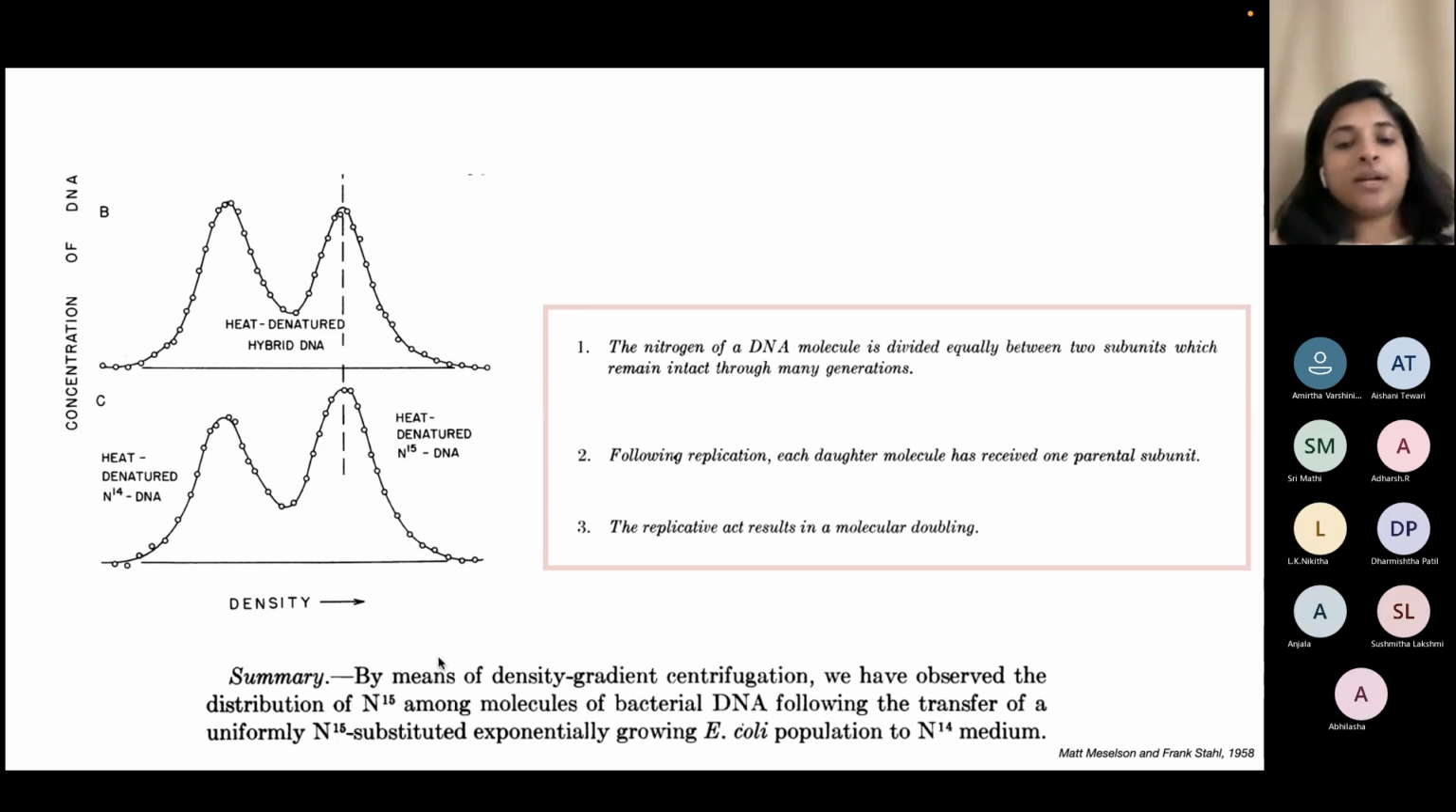So they conclude that by means of density gradient centrifugation, we observe the distribution of N15, the heavier isotope, among molecules of bacterial DNA following the transfer of a uniformly N15-substituted, exponentially growing E. coli population to N14 medium. They basically say that N15 was substituted for a short amount of time, and then the cells were transferred to an N14 medium, and then tracked along a large number of generations.